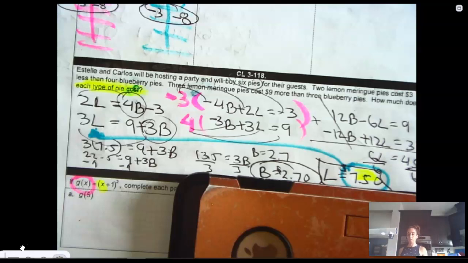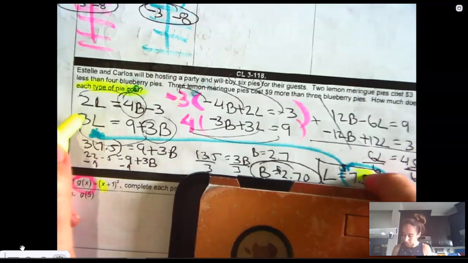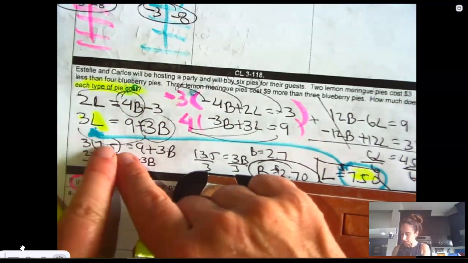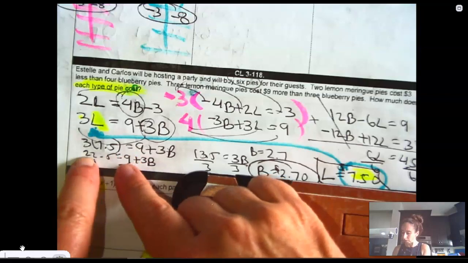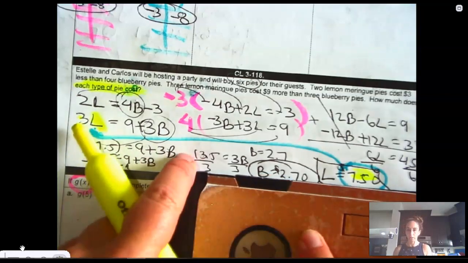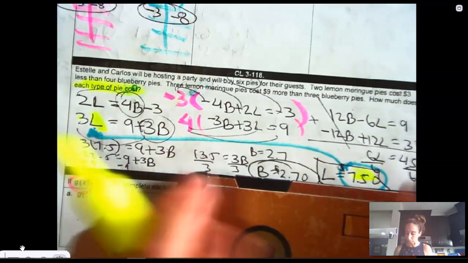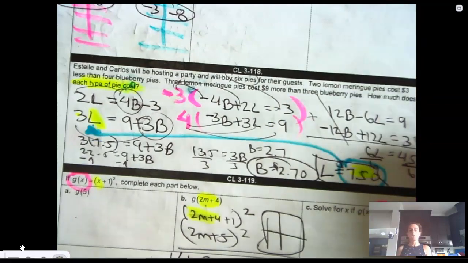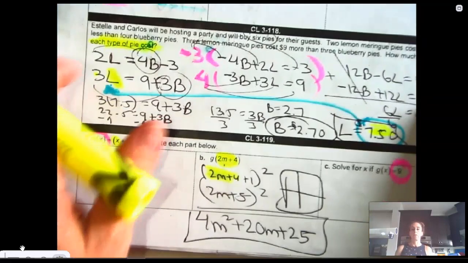Well, how the heck would I figure out how much blueberries are? What I did is I used this equation and I plugged 7.5 into L. 3 times 7.5 is 22.5. I subtracted 9 and got 13.5. I divided by 3 and got $2.70. Okay. Again, this isn't ideal, but I don't have another one, so I can't redo them all.